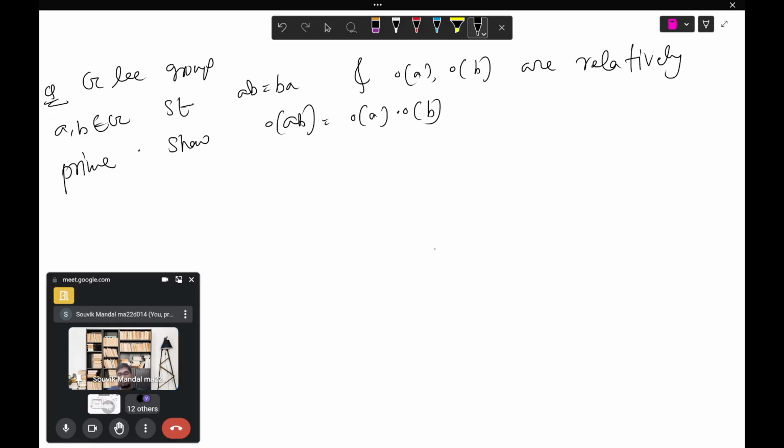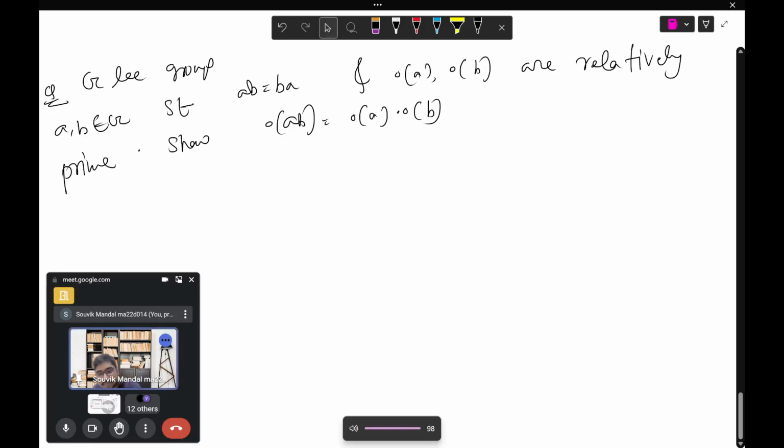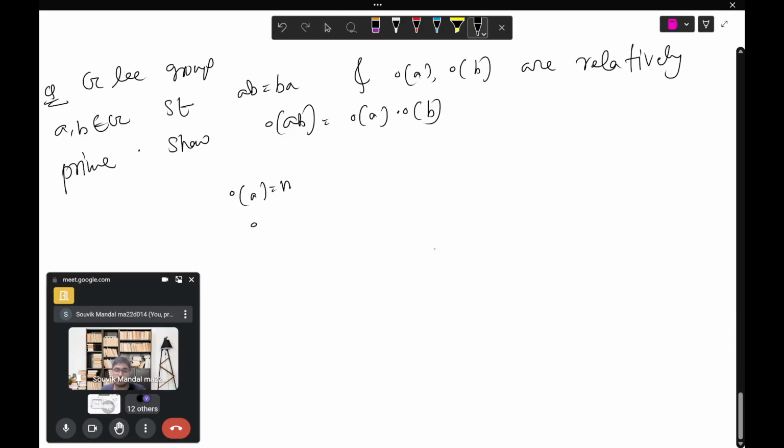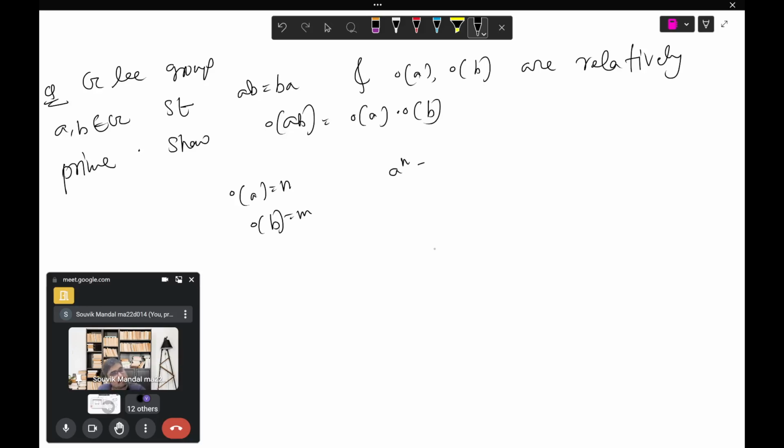First we can let the order of A be equal to n, and the order of B be equal to m. So A to the power n is equal to E, and B to the power m is equal to E. So the identity is equal to identity into identity, so it's equal to A to the power n into B to the power n.